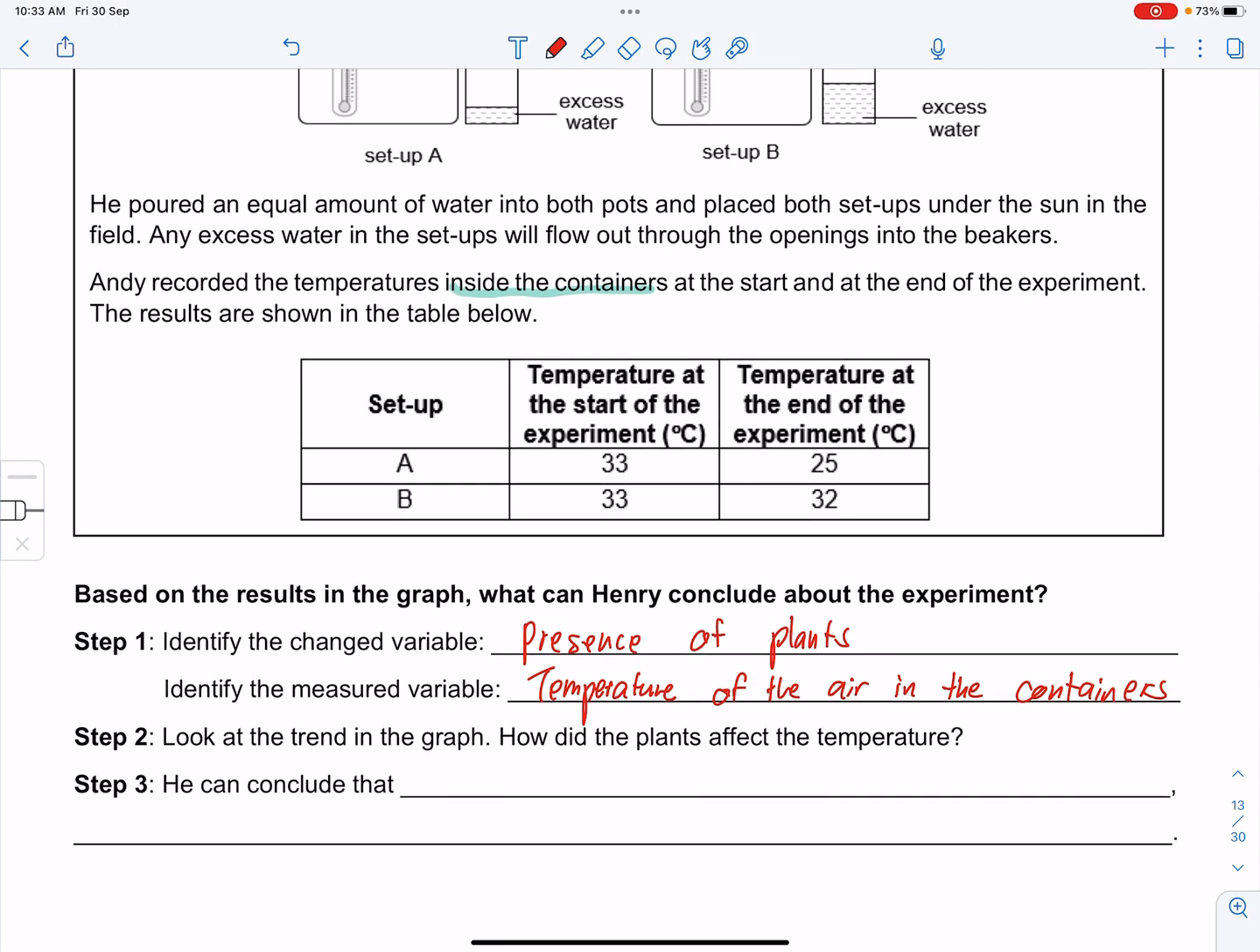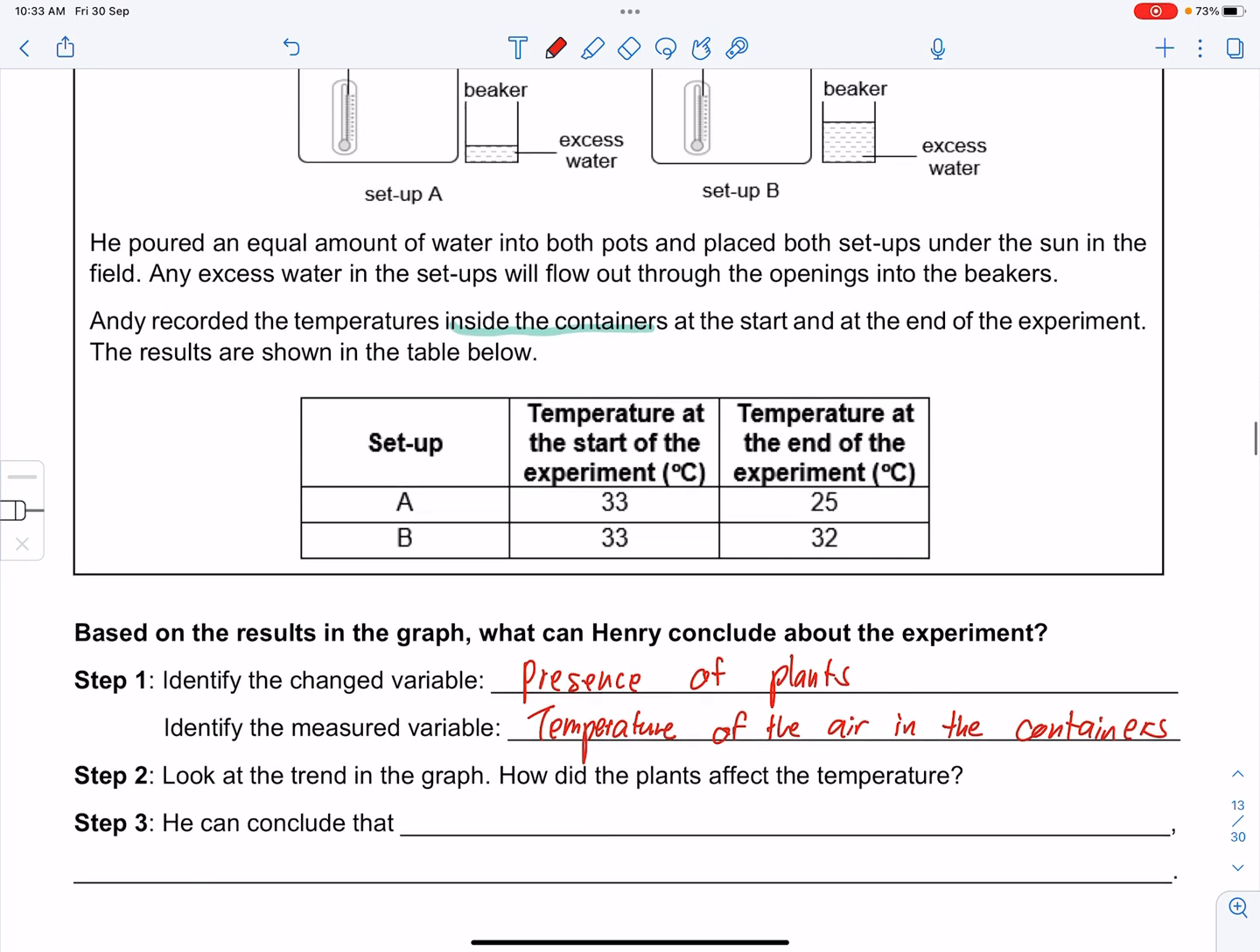So what can he conclude looking at the trend? If you look at it, with and without. If I were you, I'd write it down. A has a plant, B has no plant. With the plant, you know that it is at a lower temperature when you compare the two. So in short, you would know that with a plant, the temperature actually lost heat faster.